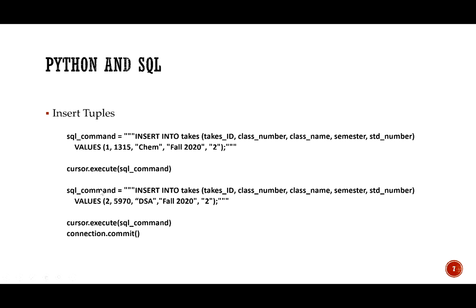Here you see another SQL command. So we want to insert two tuples. So insert into takes. So this student is taking DSA 5970, fall 2020, and the same student number. So the same student is taking two courses for fall 2020. So we execute this command again, and the last line that we shouldn't forget, then we need to commit. So connection.commit. Now these two records are saved in our table.